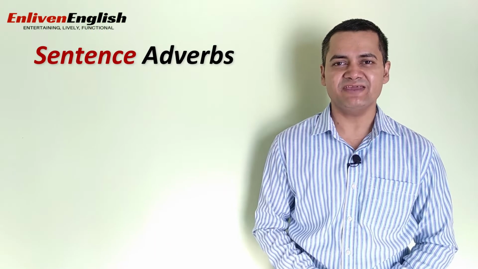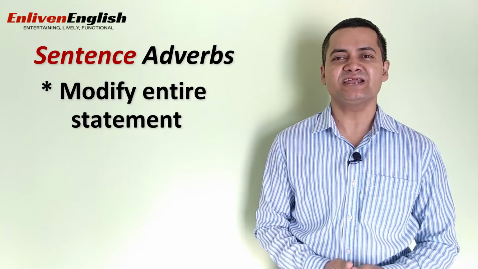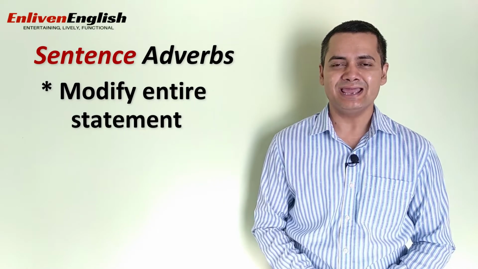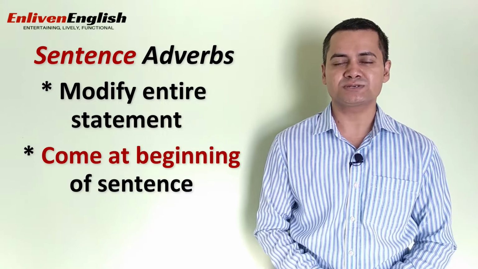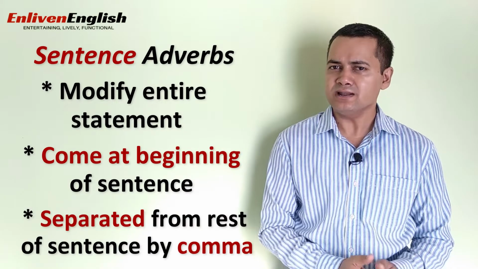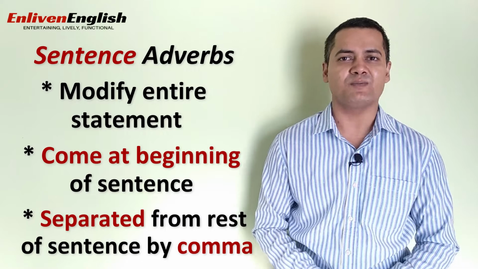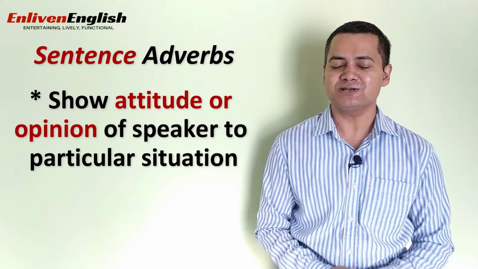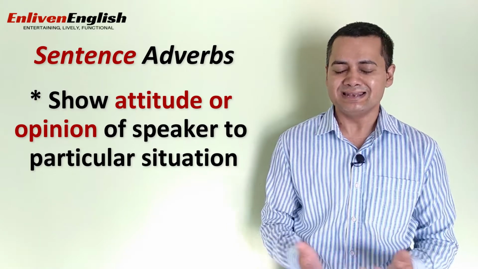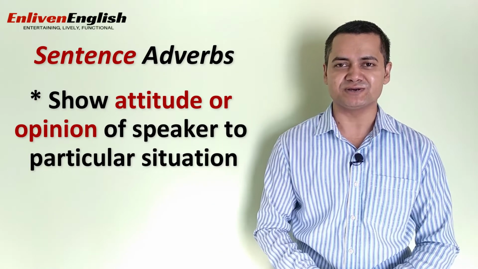Let's begin our study with sentence adverbs. These adverbs refer to the whole statement and modify the entire clause, not just a part of it. Such adverbs come at the beginning of a sentence and are separated from the rest by a comma. Sentence adverbs show the attitude or opinion of the speaker to a particular situation. Let's see some examples to understand this better.